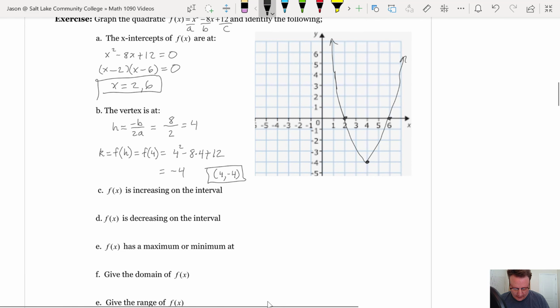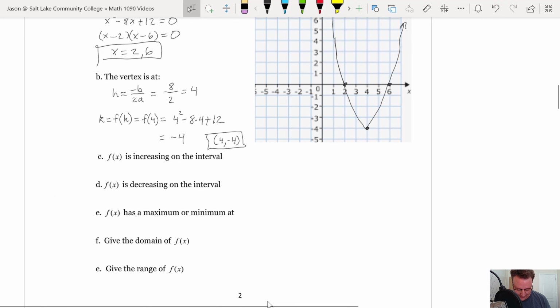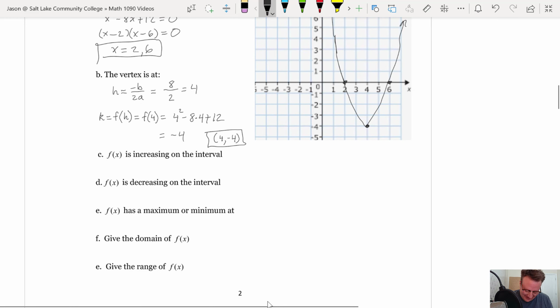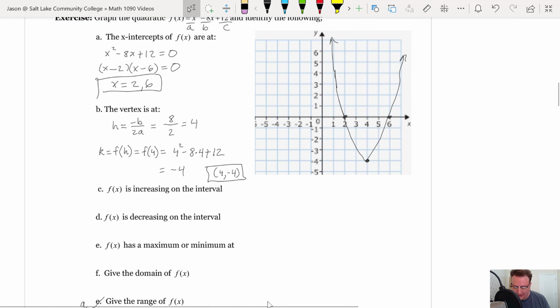Okay, how about parts C through F? This is one of those problems with, let's see, 6 parts, huh? Oh no, 7 parts. We ran out of letters. We should call this G, I suppose, but okay. f of x is increasing on the interval what? Looks to me like from 4 to positive infinity, and we always use open intervals for this type of stuff.